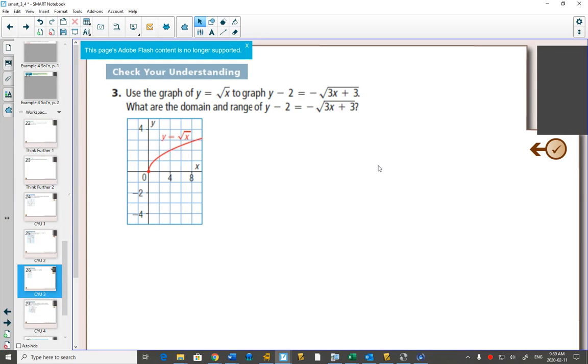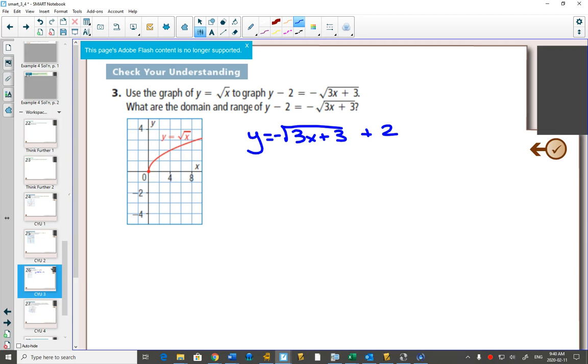So the question says, use the graph of y equals the square root of x to graph y minus 2 equals negative square root of 3x plus 3. So first thing that we have done so far in all of our equations is move that 2 over to the other side of the equation. And then if we go from left to right, first thing we run into is a negative.